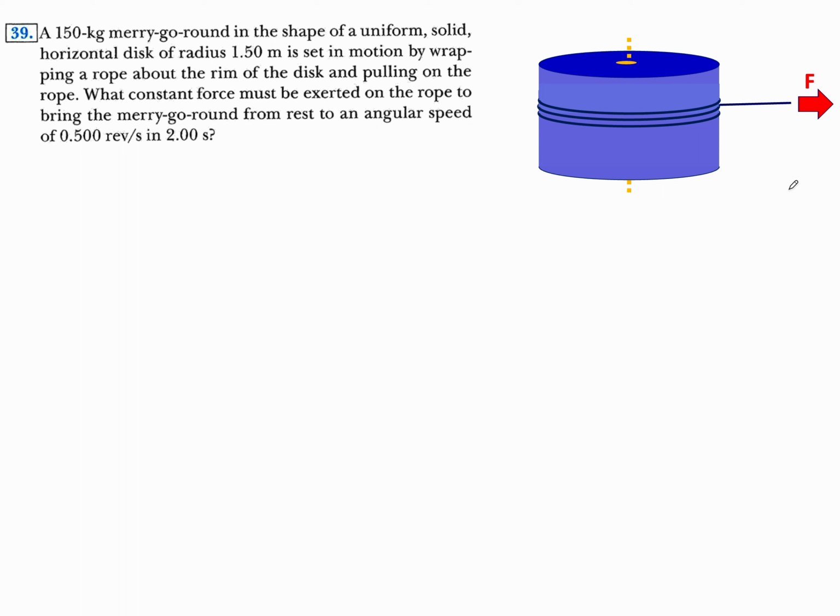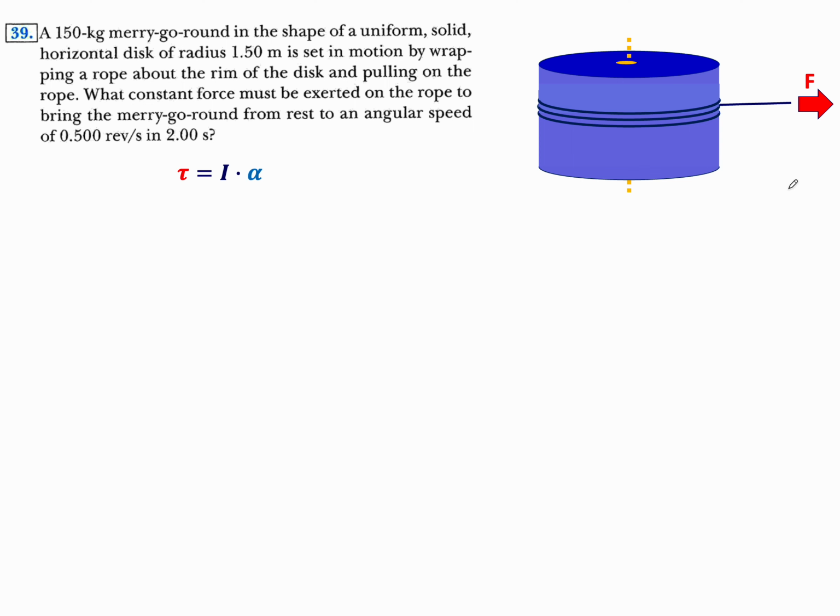So number 39, we have a 150 kilogram merry-go-round in the shape of a uniform solid horizontal disc of radius 1.5 meters, set in motion by wrapping a rope around its rim and pulling on the rope. What constant force must be exerted on the rope to bring the merry-go-round from rest to an angular speed of 0.5 revolutions per second in 2 seconds?